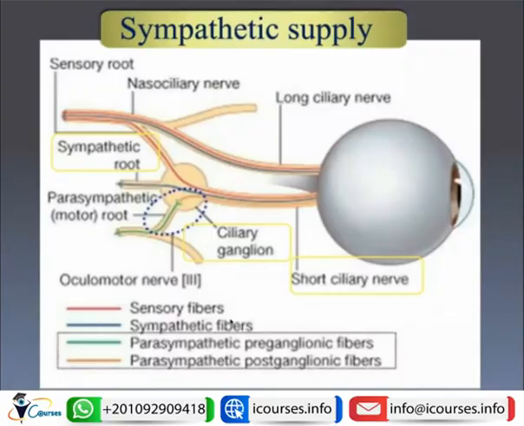The ciliary muscle also receives a sympathetic innervation to its blood vessels, and it will be the same as the choroid. So the sympathetic route will pass through the ciliary ganglion without relay, to supply through the short ciliary nerves to supply the eye.